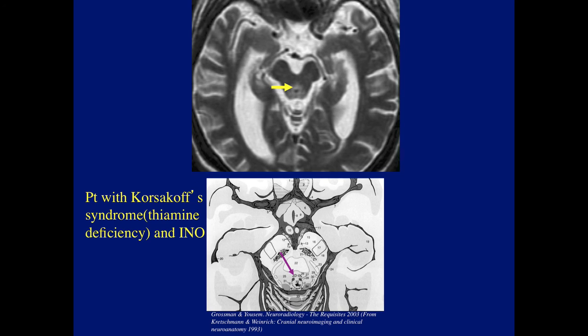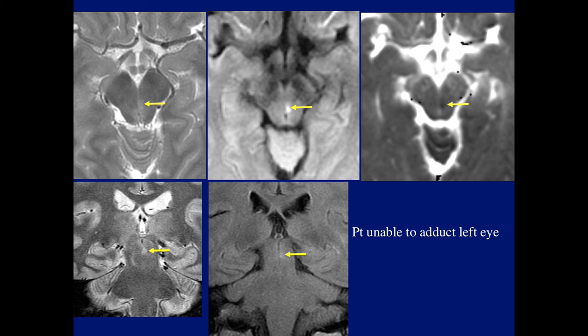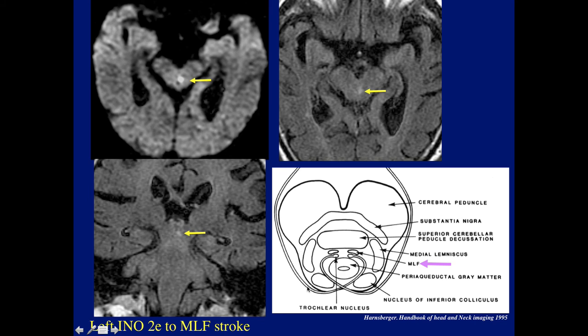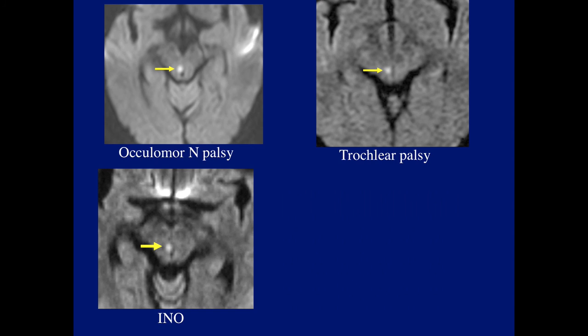And here's an unusual case, Korsakoff. It also had an INO involving the medial longitudinal fasciculus. I just wanted to show, because most of the lesions I showed were on the right side, but here's a patient who had a left INO, so it can happen on any side. Here's another one with a left INO.